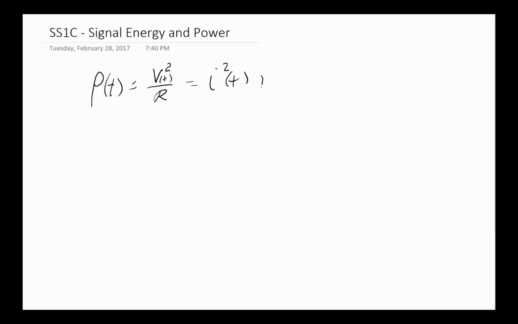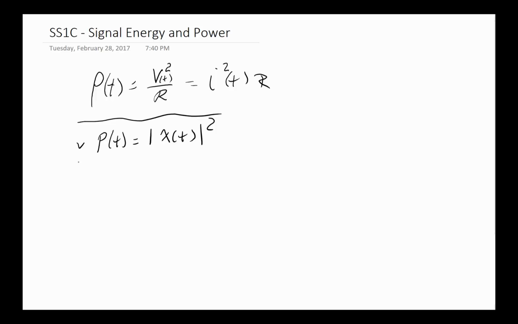So in general, when we are talking about power, we take power at a given point in time to be the magnitude of whatever signal we have, squared. And that allows us to use x of t as a placeholder for v of t or i of t, depending on what we are trying to do. So in general, that's what we look at.